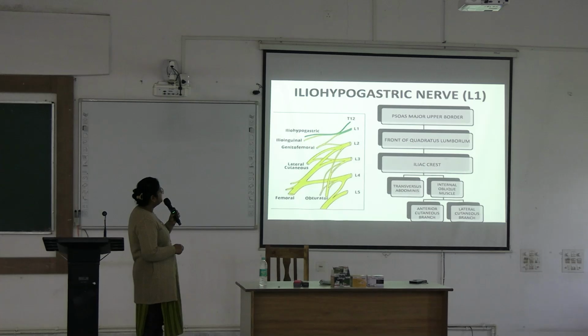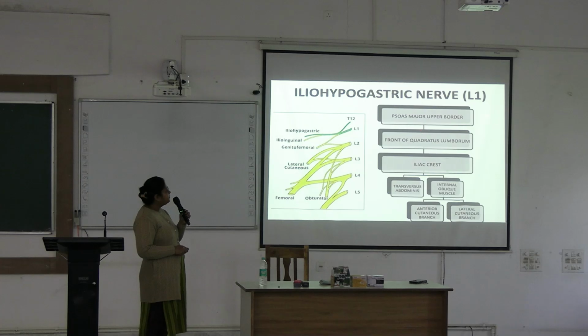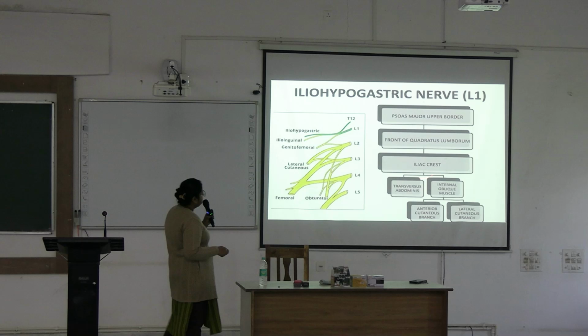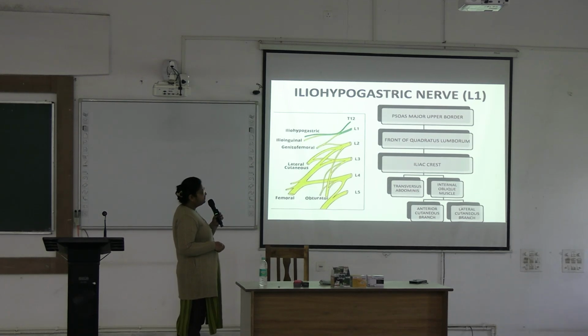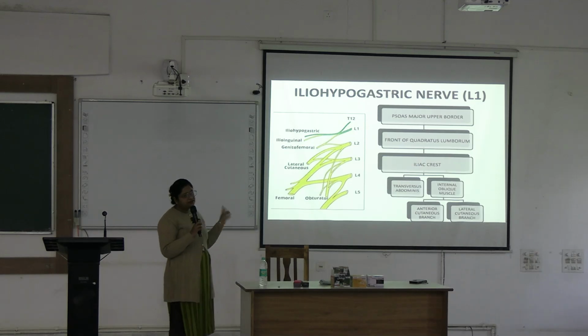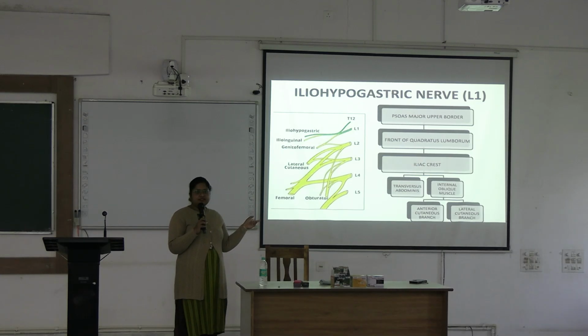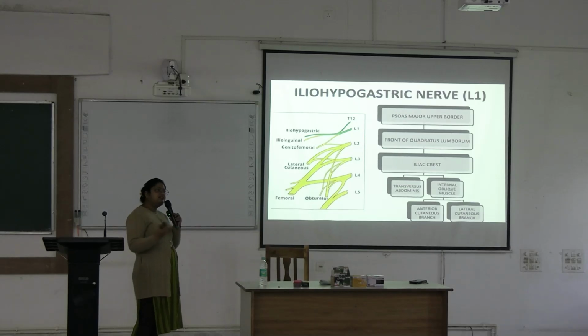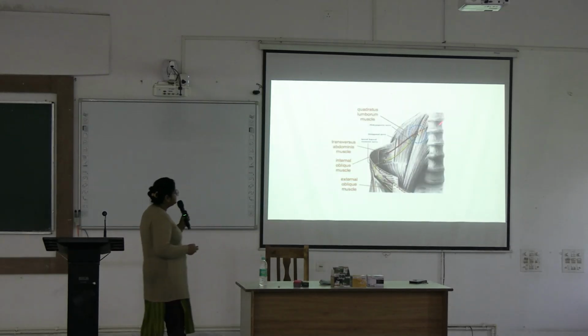Here the green colored one is the iliohypogastric nerve. It passes over the upper border of the psoas major, then crosses the front of the quadratus lumborum. Then it passes across the iliac crest, lying between two muscles. The neurovascular plane of the abdomen lies between these two muscles, internal oblique and transversus abdominis. After piercing these muscles, it passes more anteriorly and divides into two cutaneous branches, anterior cutaneous and lateral cutaneous, and supplies the skin. Here is the course, you can see.